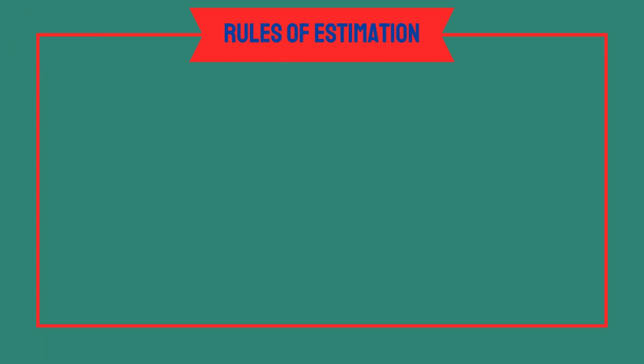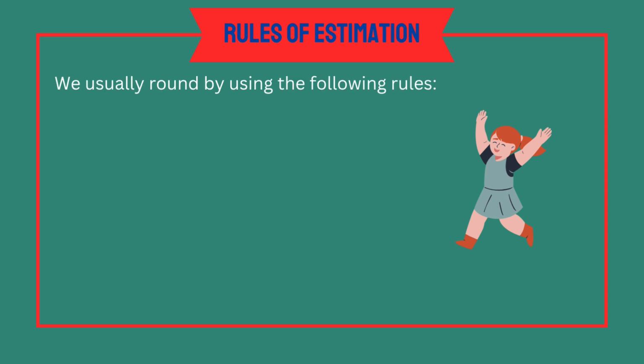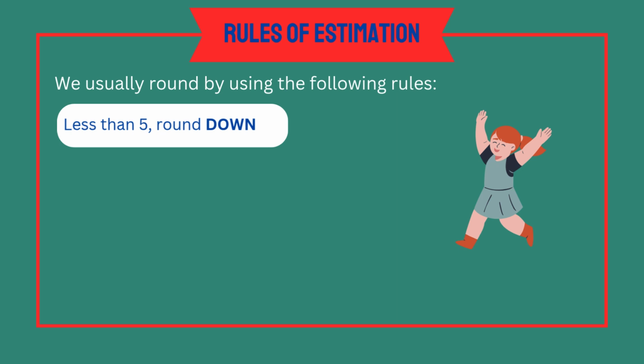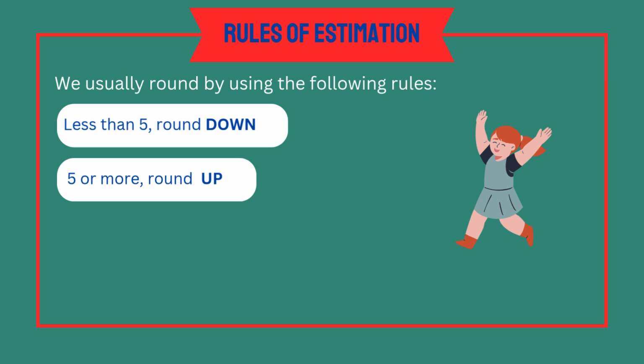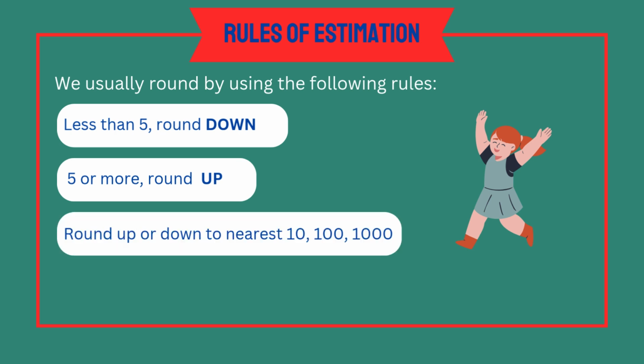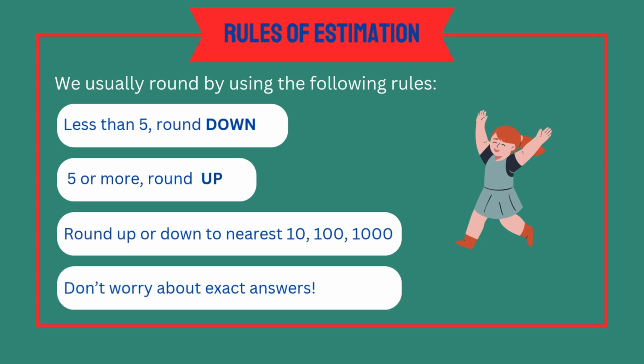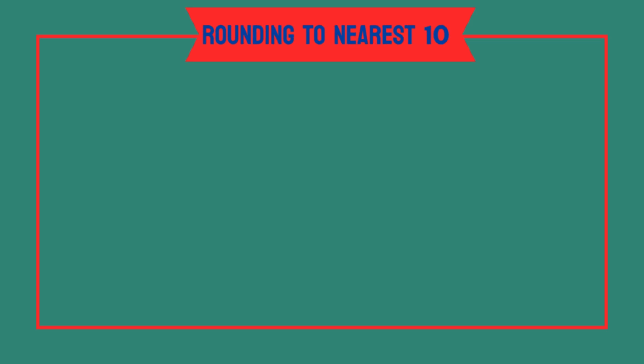First, let's learn the rules of estimation. It's very easy. Just remember these steps. If the number is less than 5, we round down. If the number is 5 or more, we round up. We round to the nearest multiple of 10, 100, 1000, and so on. And remember, we don't need the exact answer. Just a number that is close and easy to use. Estimation is smart and quick math.